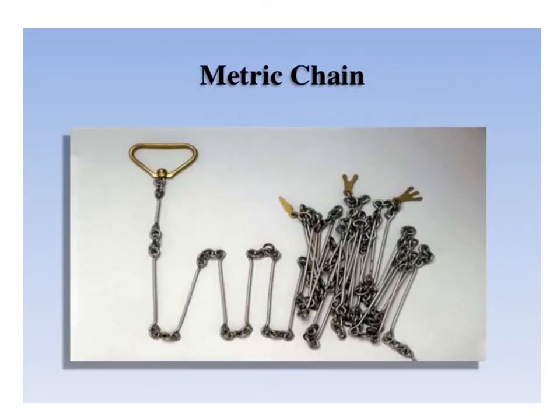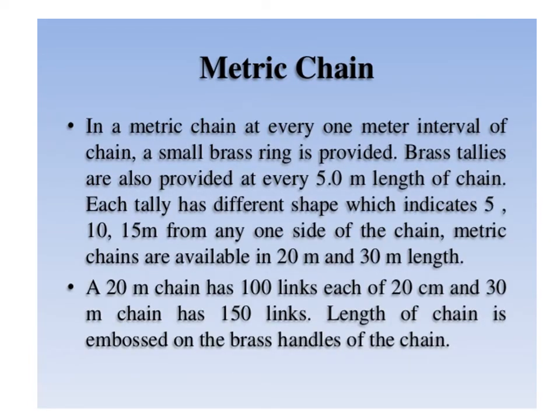This slide refers to the figure of the metric chain. It consists of handle, shorter link, longer link, and tallies. The next is the metric chain. A metric chain is 20 meter or 30 meter in length. In a metric chain, at every 1 meter, a brass ring is provided, and brass tallies are also provided at every 5 meter length of chain. Even they are provided at 5 meter, 10 meter and 50 meter from any one side of the chain.